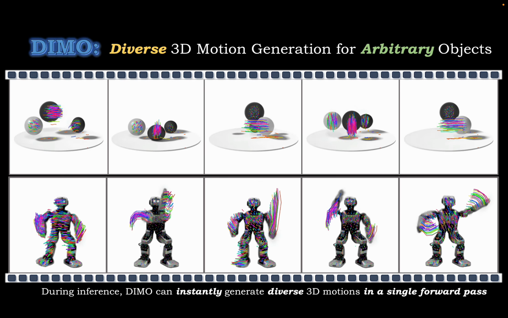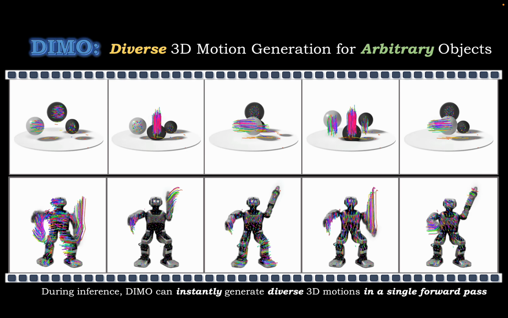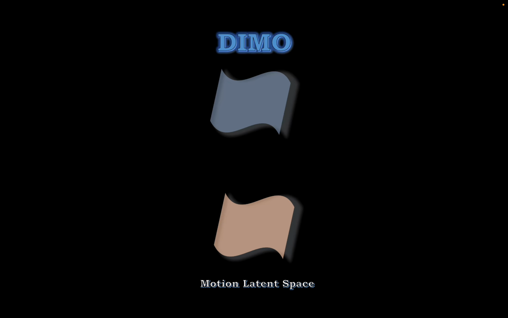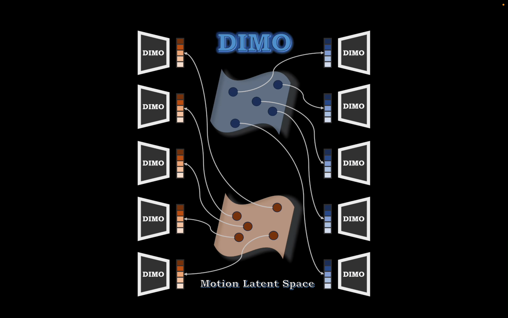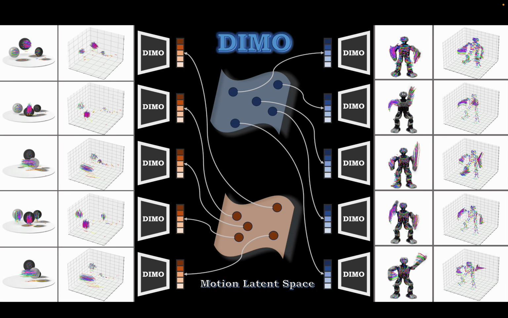We present DIMO, diverse 3D motion generation for arbitrary objects. During inference, DIMO can instantly generate diverse 3D motions in a single forward pass by sampling from motion latent space.